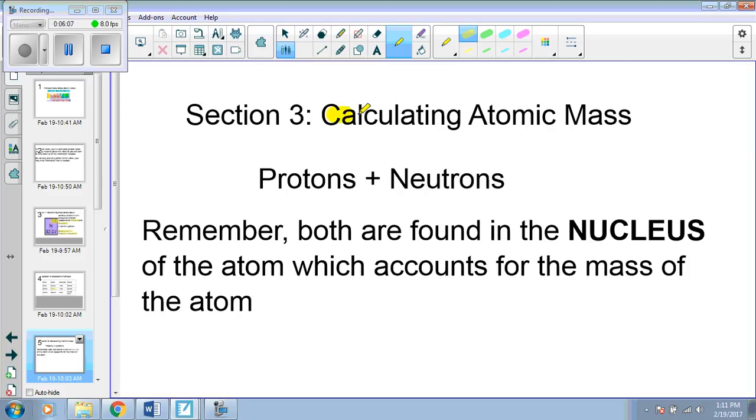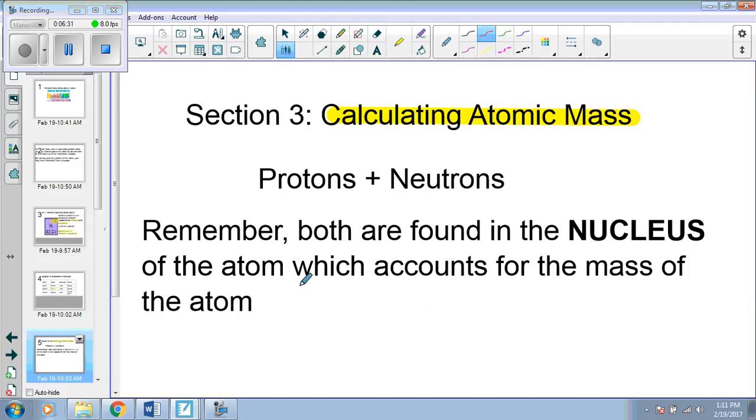So, calculating the atomic mass, section 3. You just simply take the protons plus the neutrons. This is where we can see that isotopes exist. Think back to that example regarding carbon. You had carbon 12, carbon 13, and carbon 14.